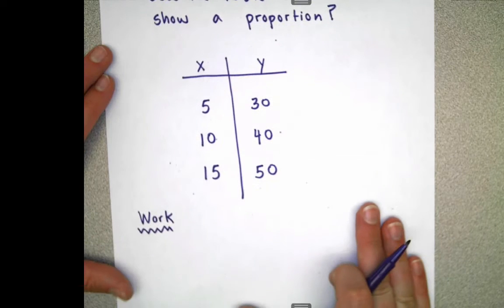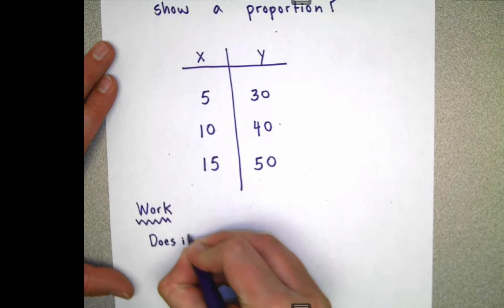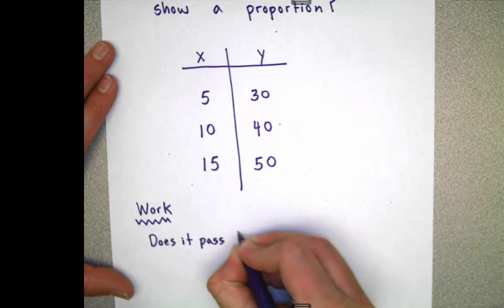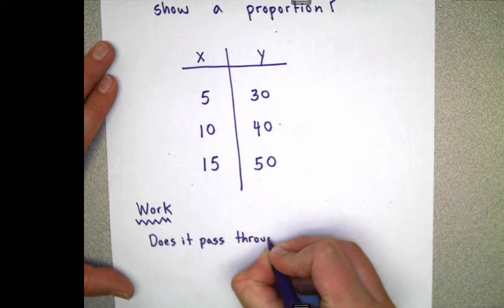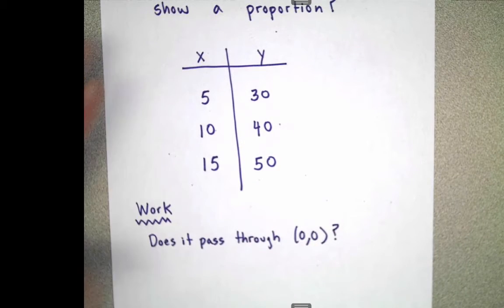My first thing is does it pass through 0, 0? I'm asking that question myself. I'm thinking, hey, does it go through 0, 0?